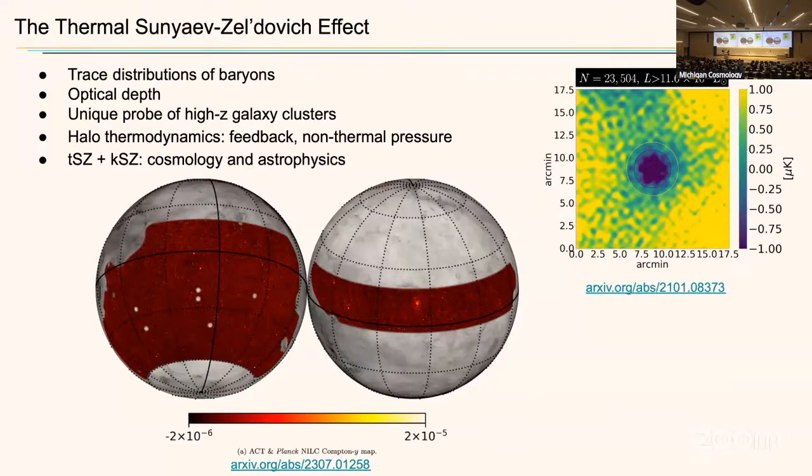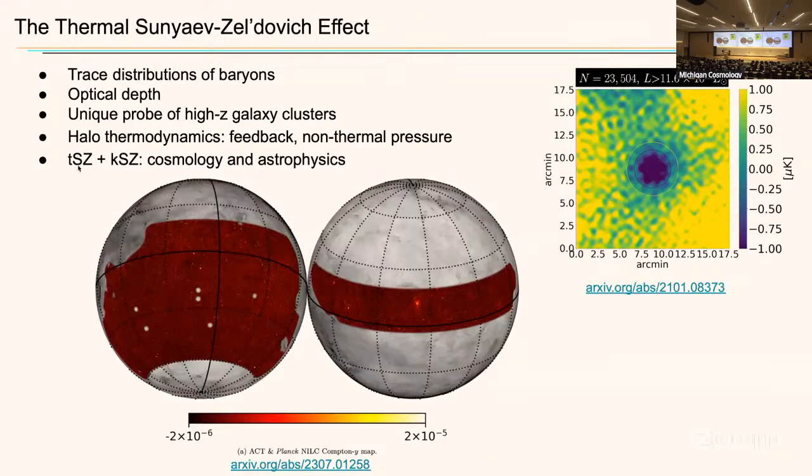We can use it as a tool to understand the thermodynamics that are taking place inside of group and cluster halos. I don't know how many of you have worked with hydrodynamical simulations of galaxy groups or clusters, but you might have needed to decide on some subgrid physics assumptions. And those are really poorly constrained right now with empirical information. So by taking measurements of the SZ effect, we can start to place constraints on feedback or non-thermal pressure inside of these systems and then feed that into our simulations to get more accurate simulations.